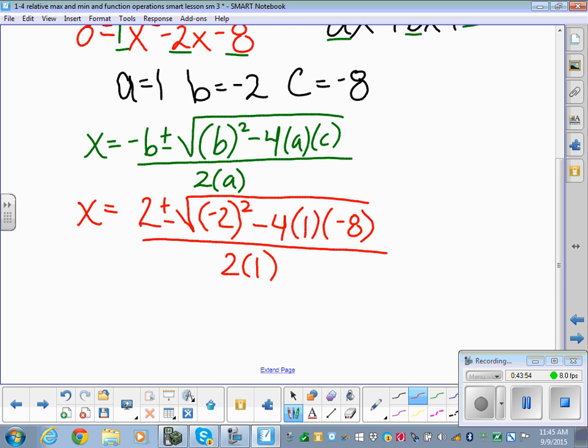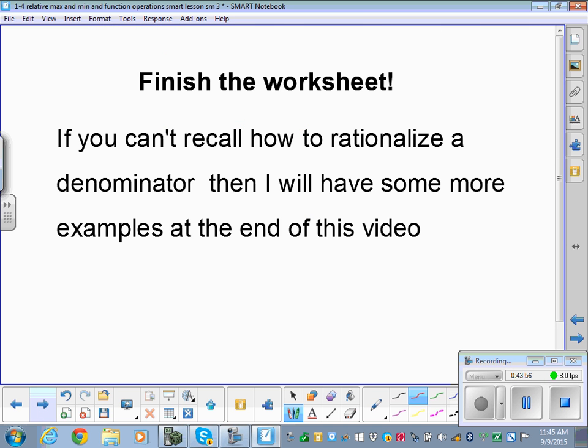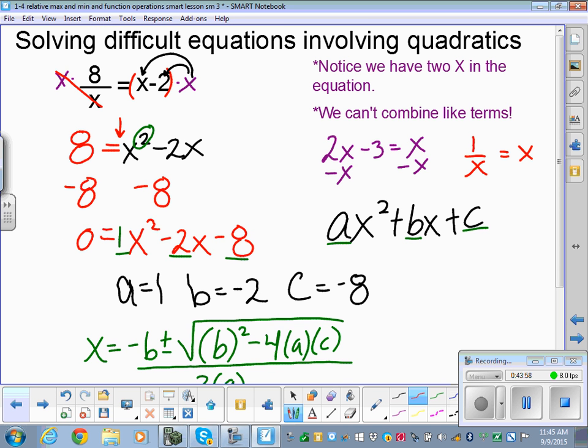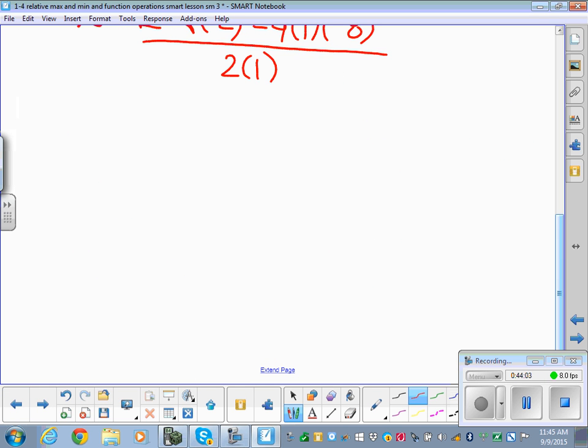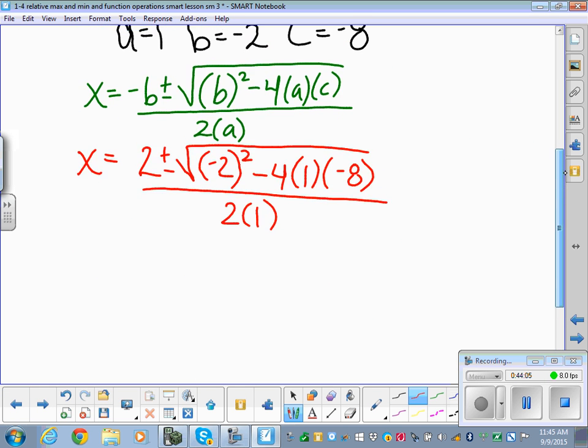So simplifying this down piece by piece, being careful here. Here we go. So simplifying this again, we have x is equal to 2 plus and minus the square root of negative 2 squared. Negative 2 squared, guys, is negative 2 times negative 2, which is positive 4. If you type it in your calculator, you have to use parentheses. So make sure you do that.